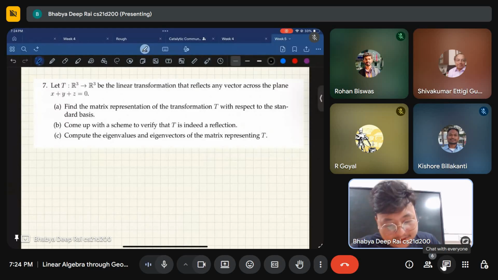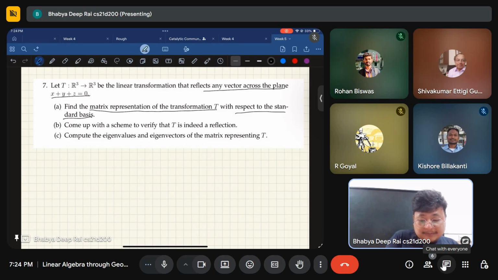So the question says, let T be a linear transformation. A three-dimensional linear transformation that reflects any vector across the plane x, y, z equals 0. Find the matrix representation of the transformation T with respect to the standard basis. Don't look at this part, otherwise it will spoil the answer.